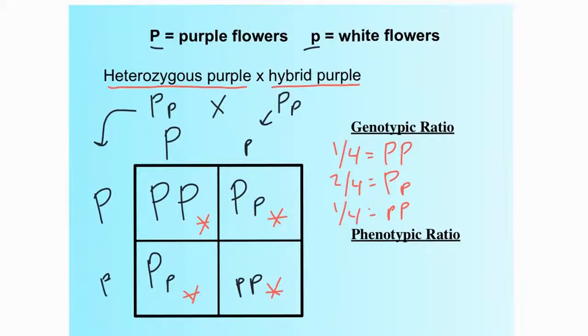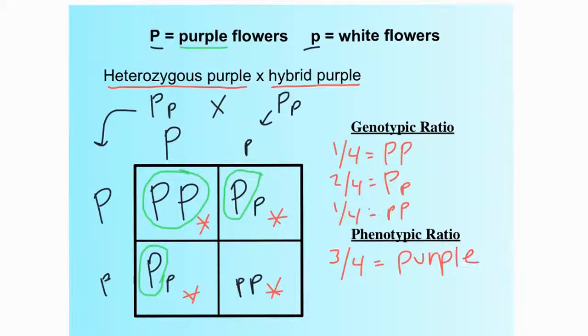Now what are these flowers going to look like? This flower right here has 2 dominant alleles, so it's obviously going to be purple. This flower right here has 1 dominant allele. That's all you need, so it's also going to be purple. This flower right here has a dominant allele, so it's going to be purple. So I count 1, 2, 3. 3 out of 4 of these flowers on average will have the phenotype of being purple.